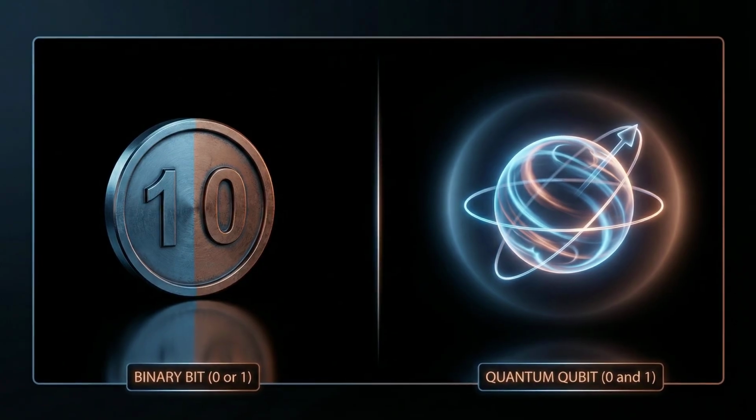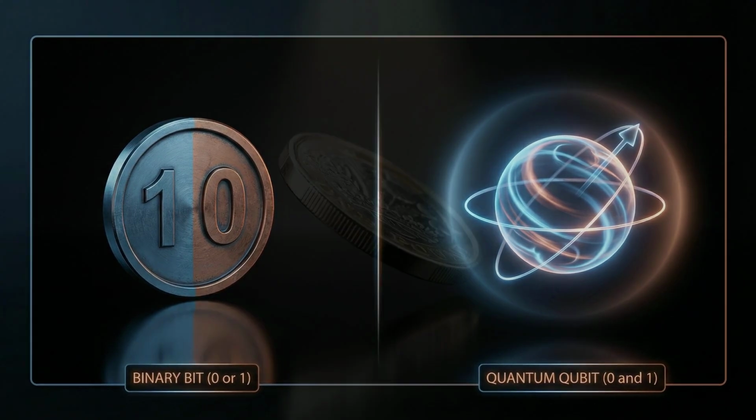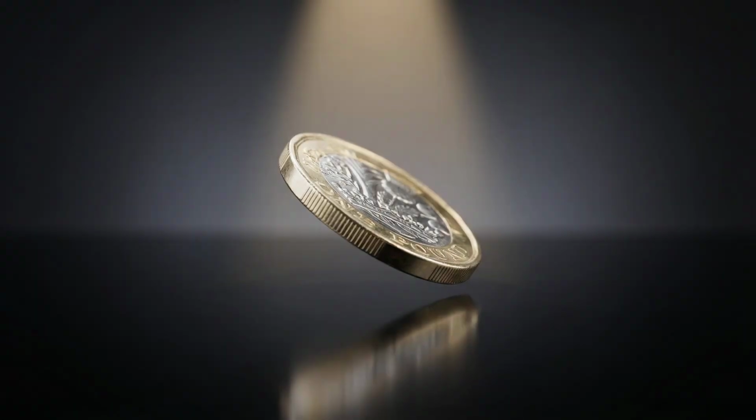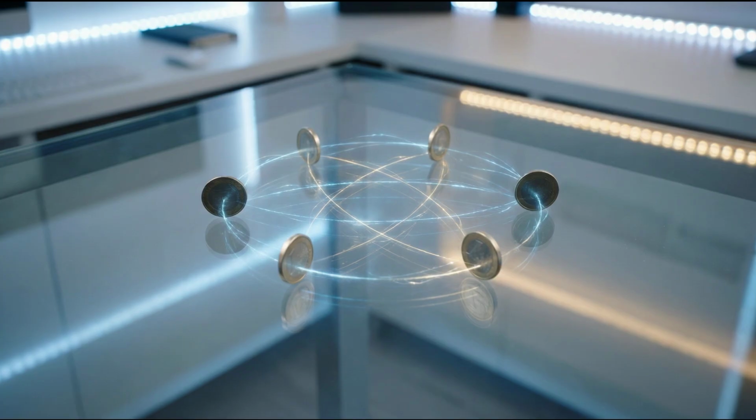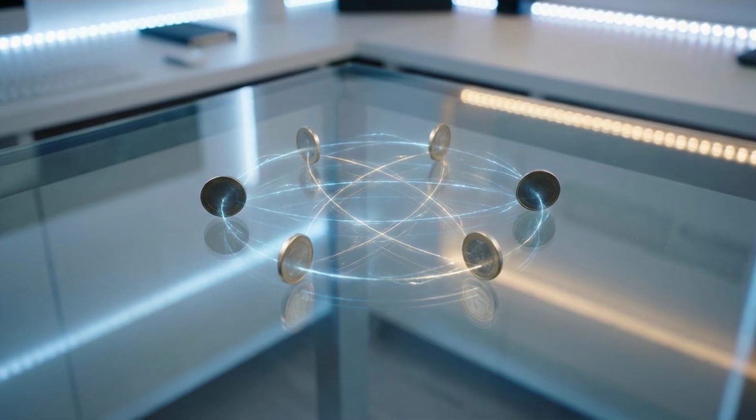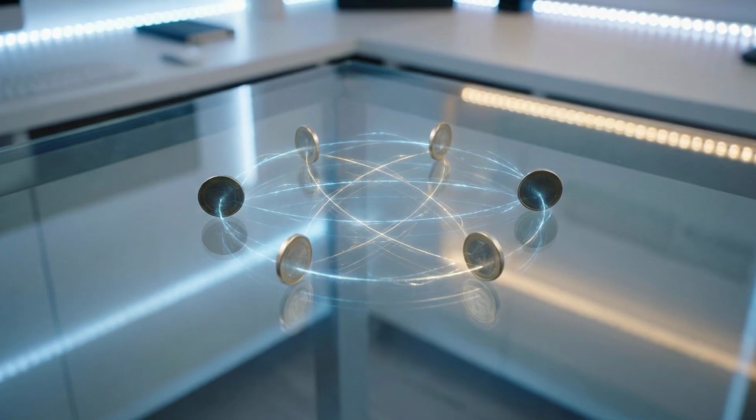Think of a bit as a coin that's landed, heads or tails. A qubit is like a coin still spinning. While it spins, it carries the possibility of both outcomes at once. And when several qubits are connected, entangled, they behave like a set of synchronized spinning coins. Touching one influences the entire group's pattern. That image isn't perfect, but it gives a feel for what's special.